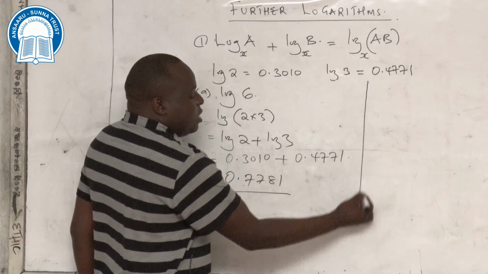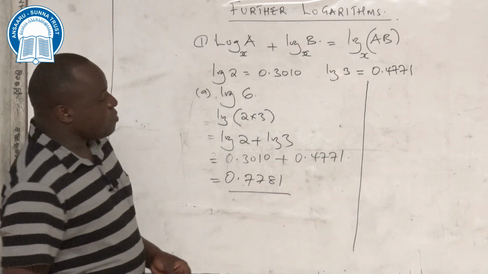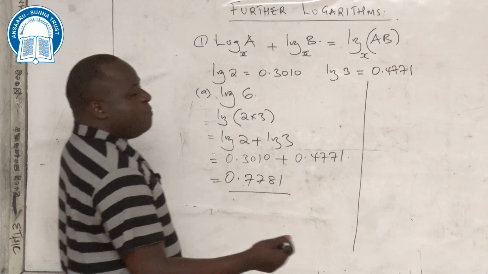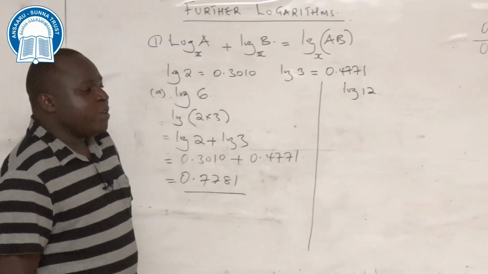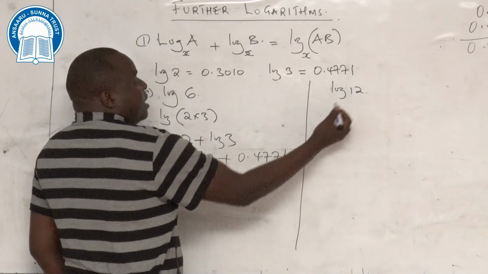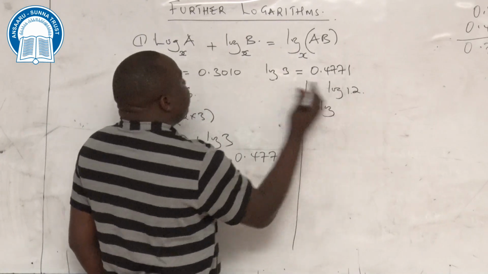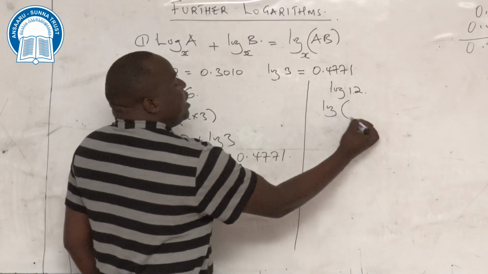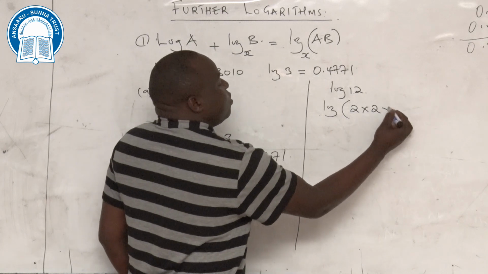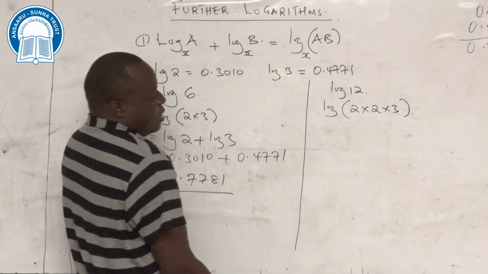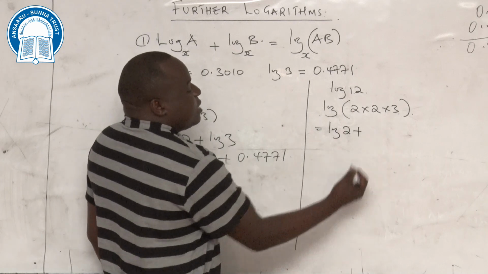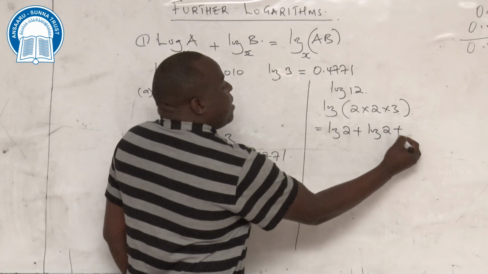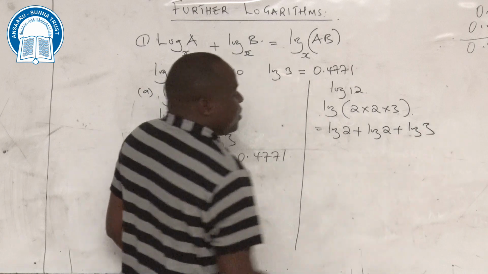Next, still using the same values. It could have been find the value of log 12. How do I get 12? Log 12 in terms of 2 and 3 should be 2 times 2 times 3, which is equal to log 2 plus log 2 plus log 3.